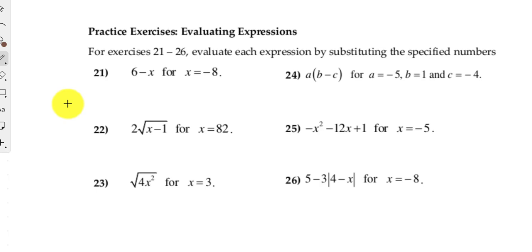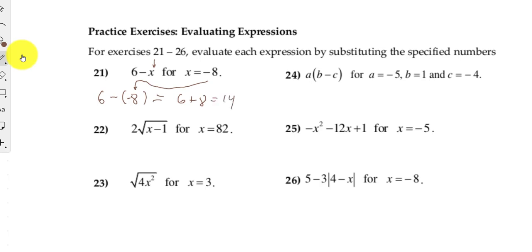So I have 6 minus x. Oops, pen's acting up. Right, so I'm going to replace this x with negative 8. So I like to rewrite the problem as 6 minus and put the parentheses around the variable. And then if I know x is equal to negative 8, I just drop the negative 8 in my parentheses. So now I have 6 minus a minus 8. So the double negative makes it a positive. So you end up with 6 plus 8, which equals 14.